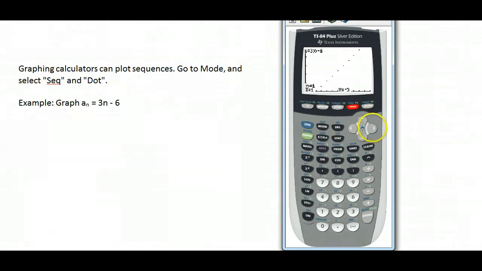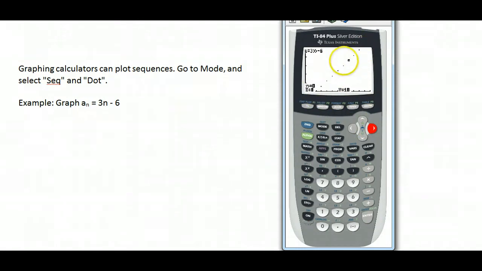When I hit trace and then use my right arrow, it shows the points. This is the third term in the sequence and the value is 3. This is the fourth term in the sequence and the value is 6. Fifth term in the sequence and the value is 9. So you can see it hopping from point to point in the sequence.